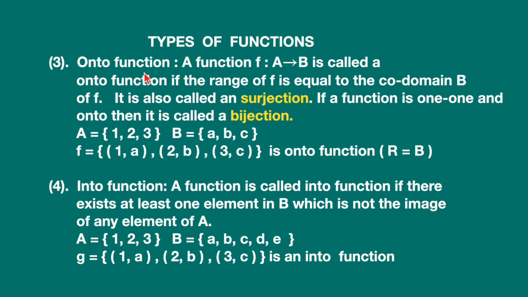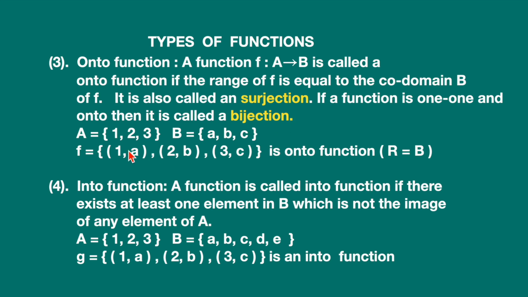Third one, onto function. A function f from A to B is called an onto function if the range of f is equal to the codomain B of f. It is also called a surjection. If a function is one-one and onto, then it is called a bijection. So here, onto function means that the range should be equal to the codomain. Onto is also called a surjection. And if a function is one-to-one and onto, then it is called a bijection.